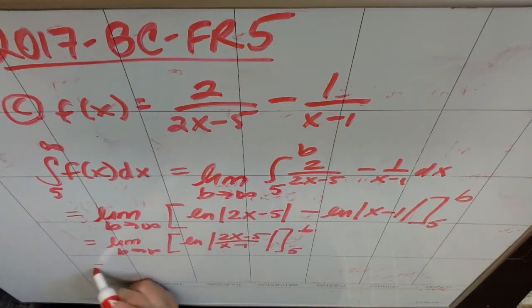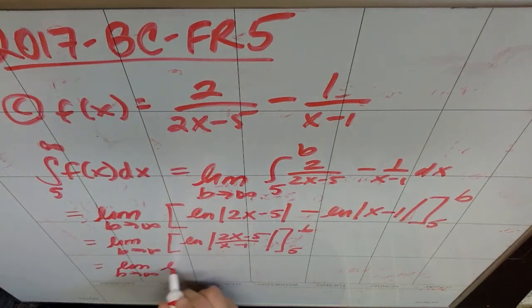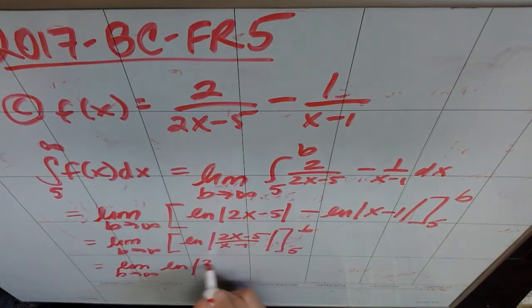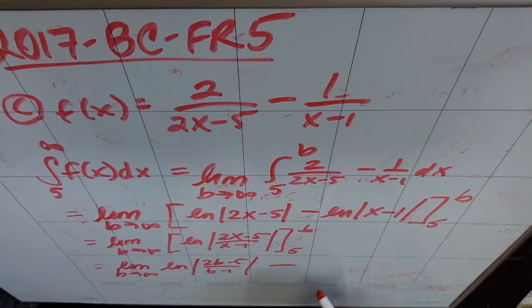So now I'm going to go ahead and plug in, right? When I plug in, what's going to happen is I'm going to get that this is the limit as b approaches infinity of the natural log of 2b minus 5 over b minus 1, minus, and then I'm just going to go ahead and plug in the 5s, which is the natural log of, if I plug in a 5, that's 10 minus 5, which is 5, over 4, right, because 5 minus 1.